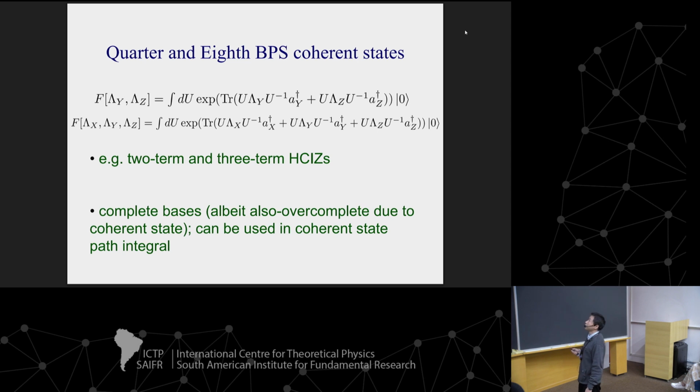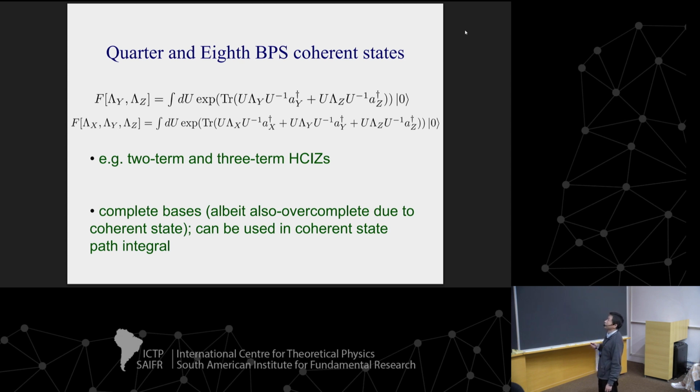We can also have more matrices. For example, we can excite a Z field and also another Y field. Lambda_Z and lambda_Y are N by N matrix coefficients. And the state is a quarter BPS if lambda_Z and lambda_Y commute, in which case the action of the anomalous dilatation operator on the state is 0.